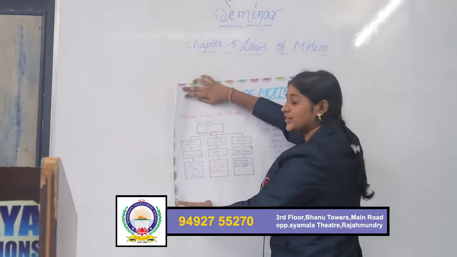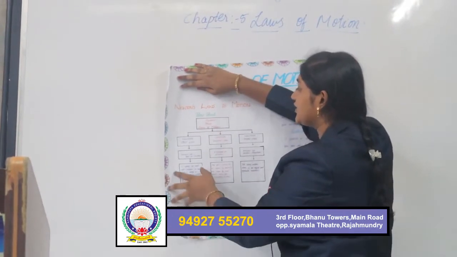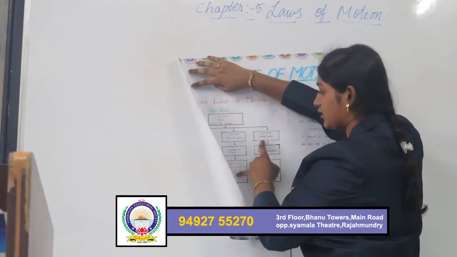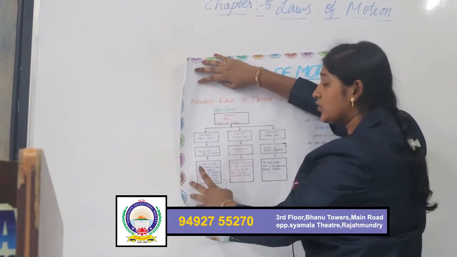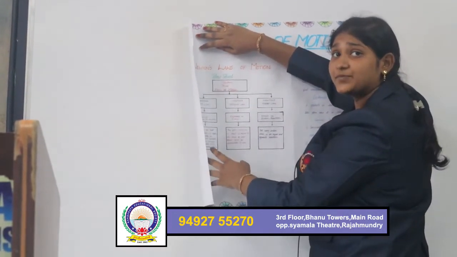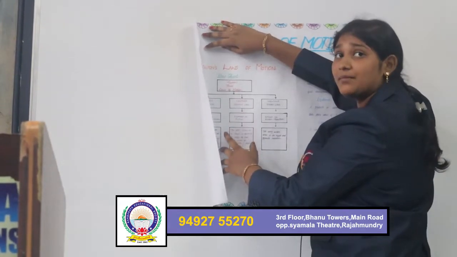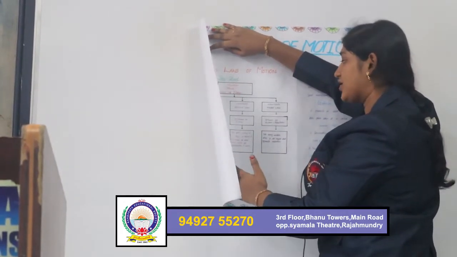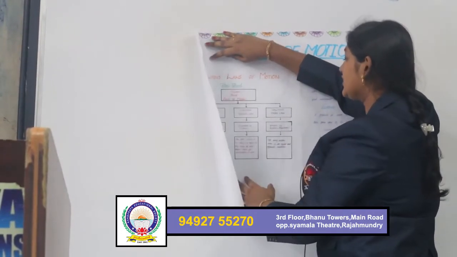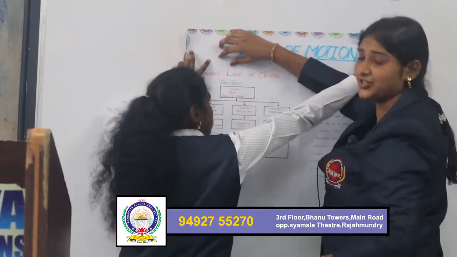Newton's laws of motion, I will read it from the flow chart. Newton's three laws of motion: Newton's first law, Newton's second law, Newton's third law. Newton's first law is also known as the law of inertia. Newton's second law is expressed as F equals ma, where F means force, m means mass, and a means acceleration. Newton's third law is known as action and reaction.